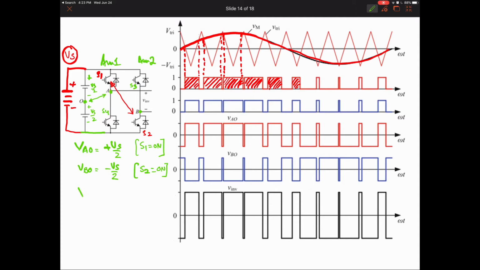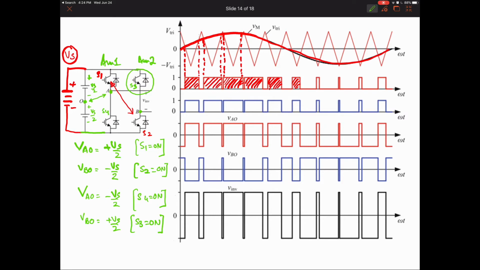So if I turn on switch S4, VA0 will be equal to minus Vs by 2 when switch S4 is in the on state. And when we turn on switch S3 while turning off S2, the voltage at point B will be positive, so VBO will be equal to plus Vs by 2 when S3 is in the on state.